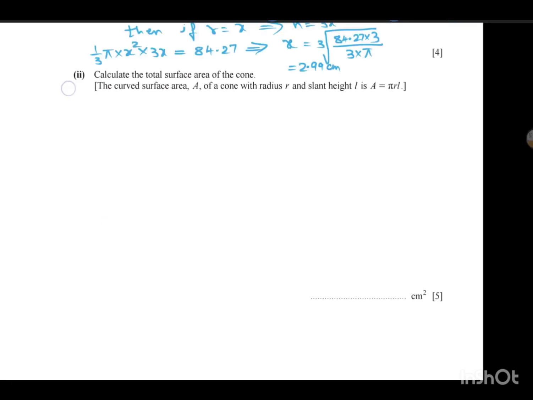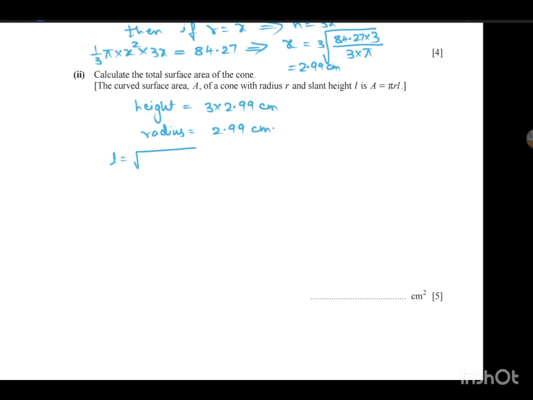Question number B, question number 2. Calculate the total surface area of the cone. The curved surface area A of a cone with radius r and slant height l is A is equal to pi r l. Now we know the height of the cone. The height is 3 into 2.99 and radius is 2.99 centimeters. Now we'll find out the slant height.